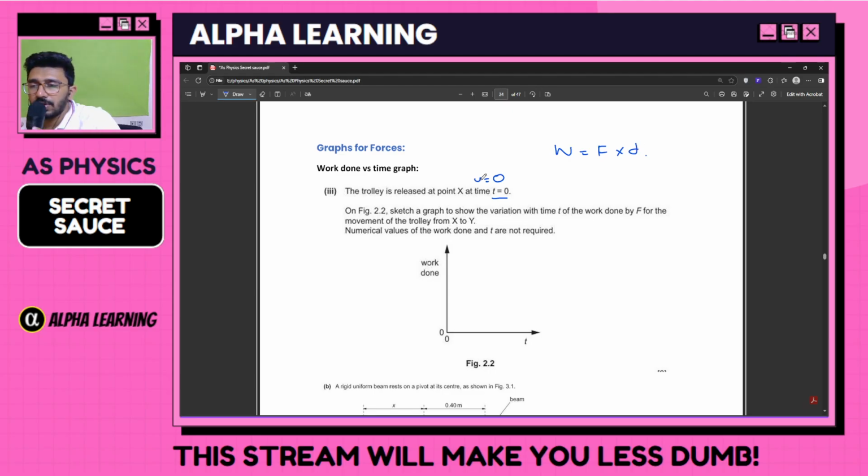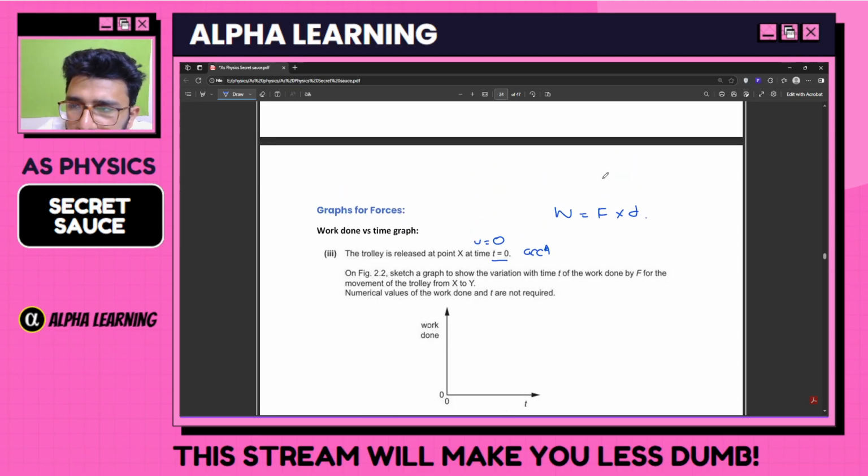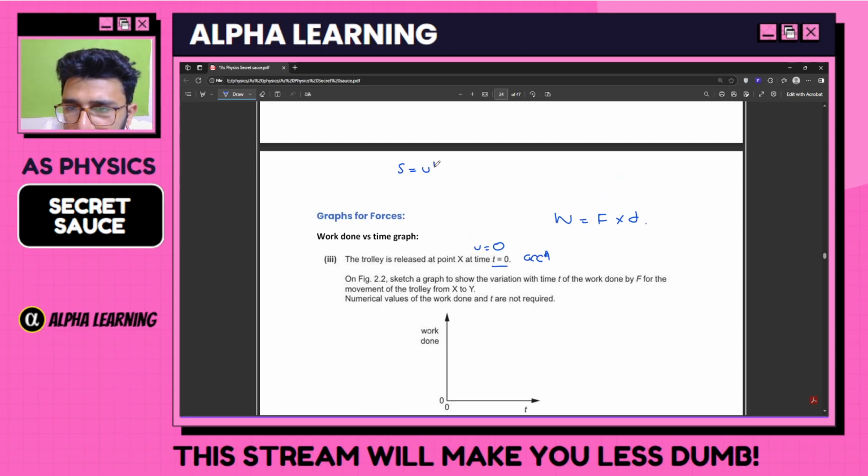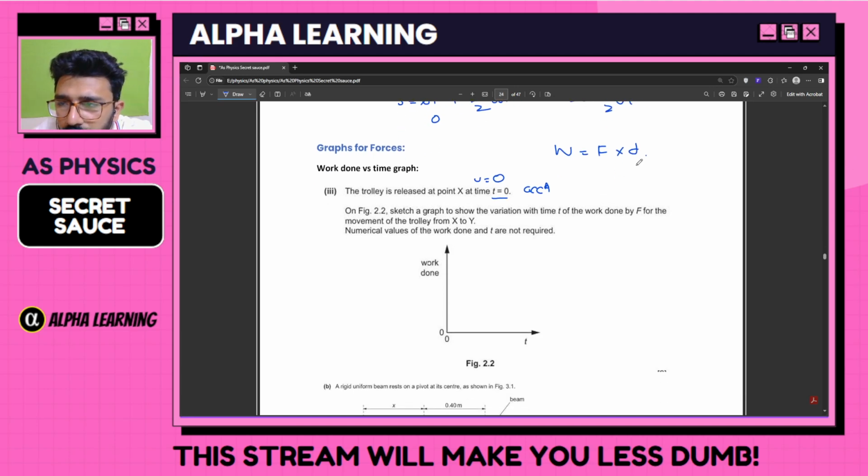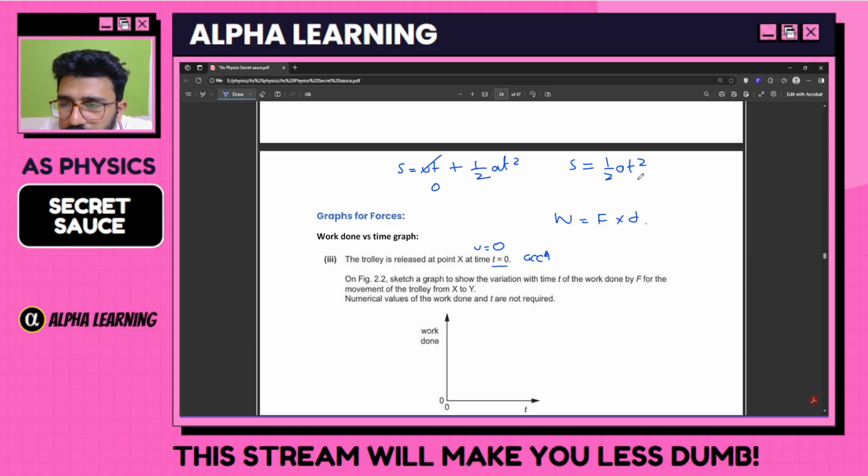At time t equals 0, your initial velocity was 0. You have to calculate a graph of work done versus time. Very easy if you just focus on the board. If you just focus on the board for a minute, this will get easy. Now, if you are initially starting from 0 and then accelerating, how can you calculate this distance d? You can utilize this equation of motion. S equals ut plus half at square. This entire thing becomes 0. The distance s is equals to what? Half at square. So you can plug that distance here. This s is your distance d.